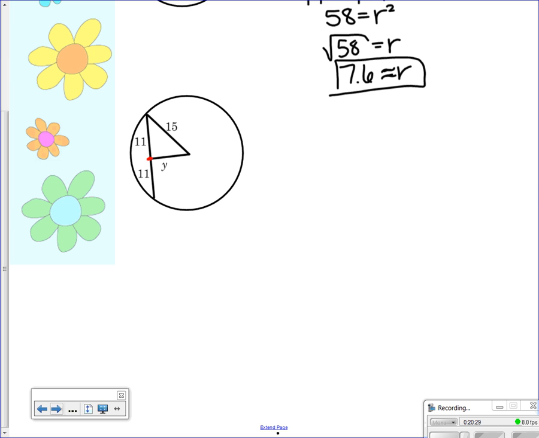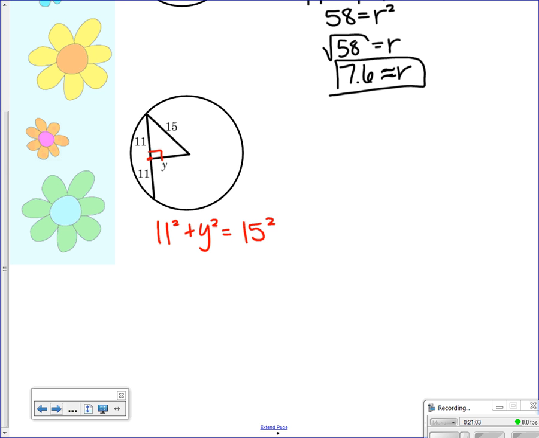Probably Pythagorean theorem. Do we know it's a right triangle? How do we know? Good. It bisected the chord. This length y bisected the chord, so it's got to be perpendicular. Okay, that's what my property told me. So we're going to use Pythagorean theorem again to solve for y. Which one is your hypotenuse? 15. So we've got 11 squared plus y squared equals 15 squared.